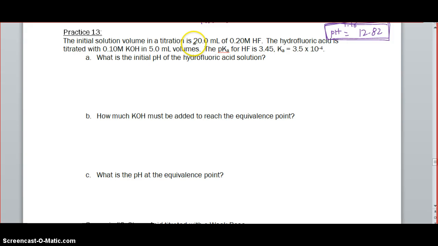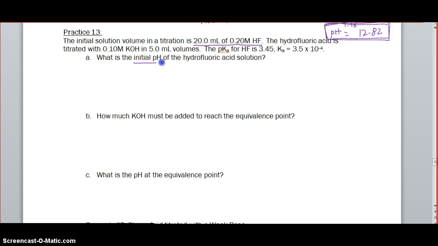They give you 20 milliliters of your weak acid, and they're saying that they're adding in the strong base in 5 milliliter volumes. And they give you the pKa for HF, and they've also given you the Ka, which is nice because you've got that handy. So let's go through this rather quickly and just see how this one works.